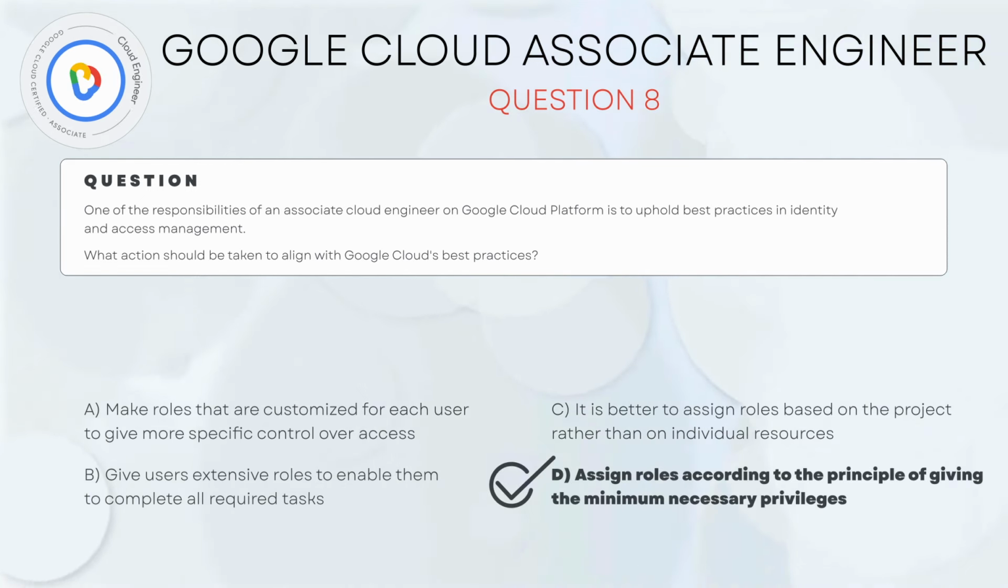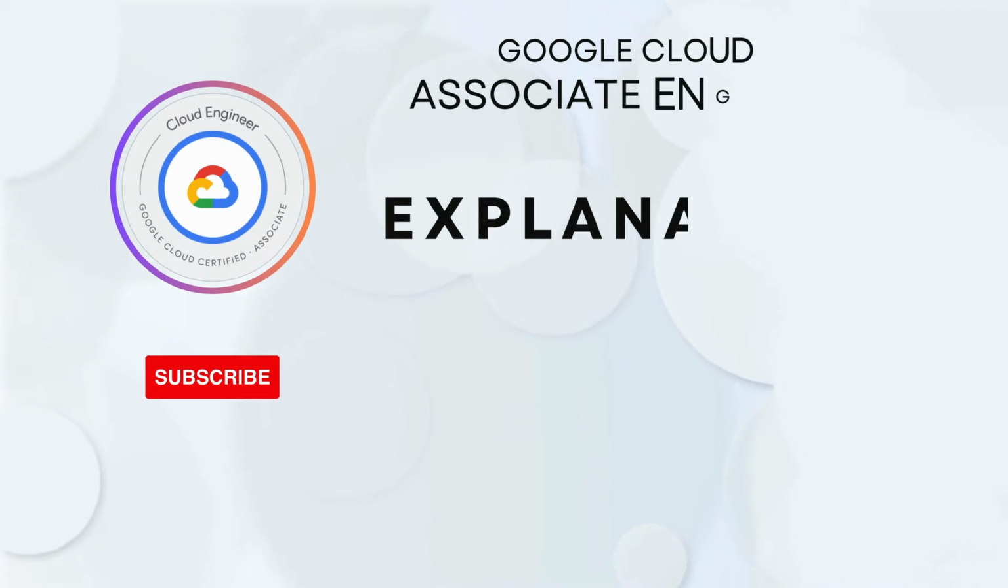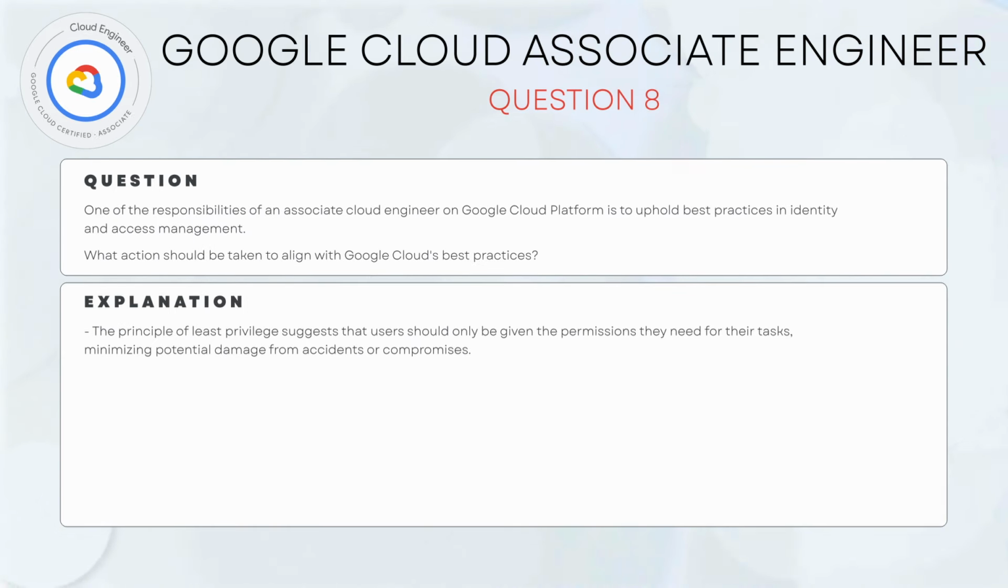Correct answer. D. Assign roles according to the principle of giving the minimum necessary privileges. Explanation. The principle of least privilege suggests that users should only be given the permissions they need for their tasks, minimizing potential damage from accidents or compromises.